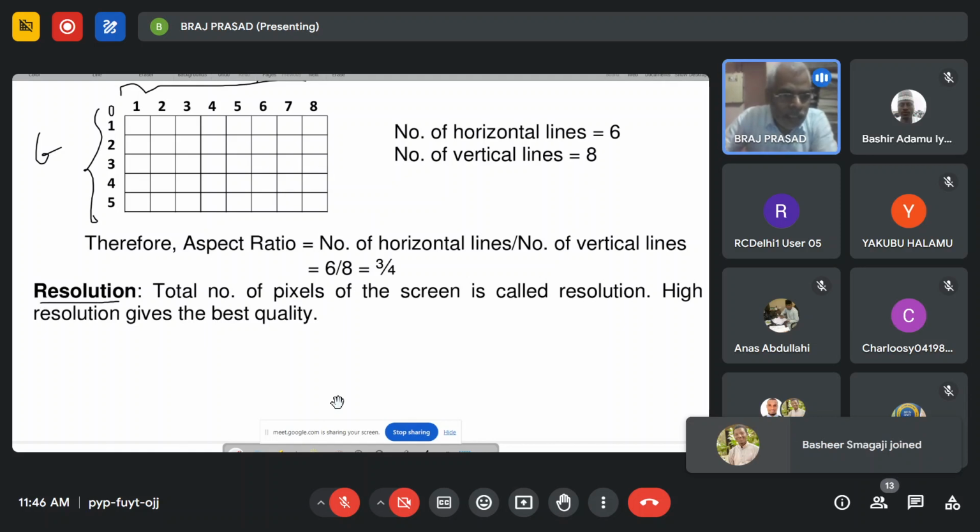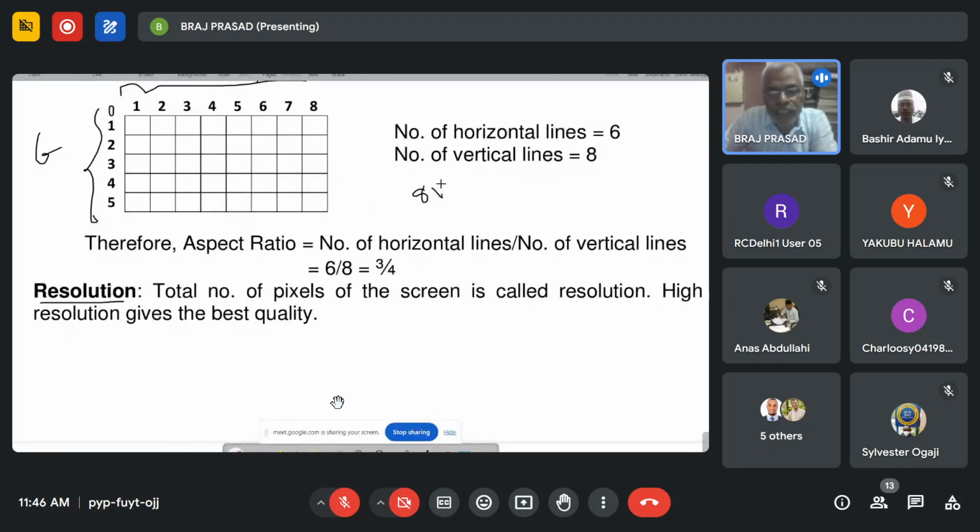And there is another term called resolution. Resolution is the total number of pixels. For this example, there are 8 different vertical and 5 different horizontal lines. So 8 into 5, the number of pixels, is equal to 40. So the number of pixels on the screen is called resolution. The total number of pixels of the screen is called resolution, and high resolution gives the best quality.